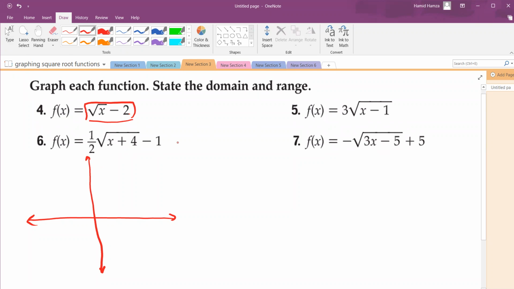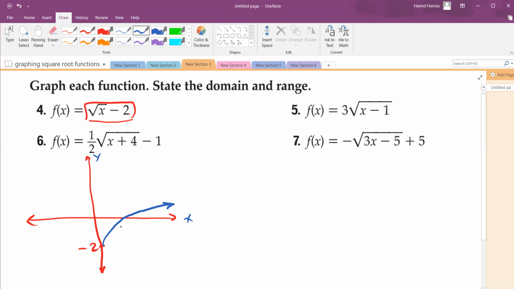Okay, so it will be 2 units to the left, and 2 units down. So instead of starting from 0, we'll start drawing from negative what? -2. So we start from 2 units down. So the graph will be like this. Okay, guys. This is x and this is y. So this is the graph, guys.